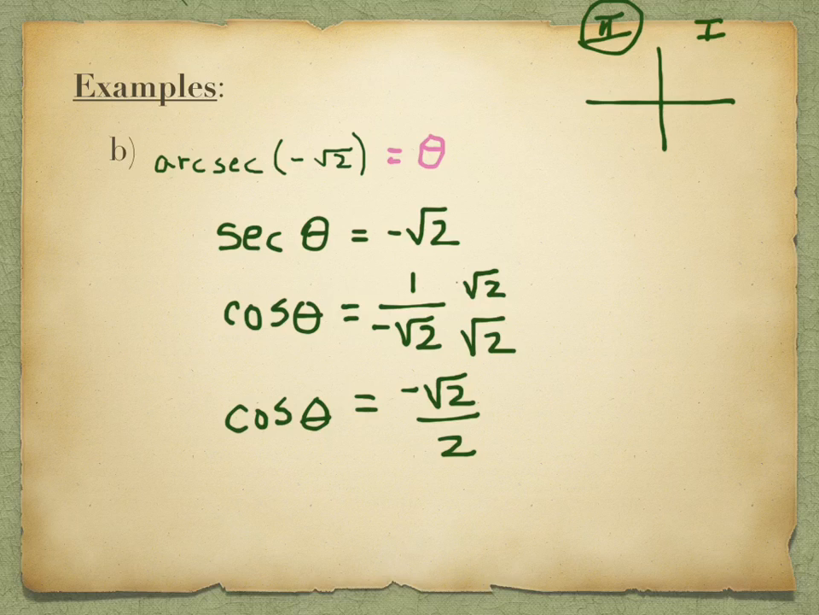So I already decided I'm in quadrant 2. So what, that doesn't look very good. What angle is this over here that I'm at? Right, 3 pi over 4.